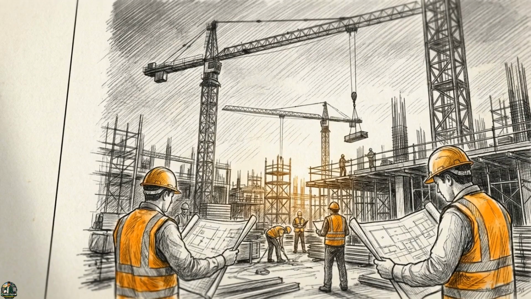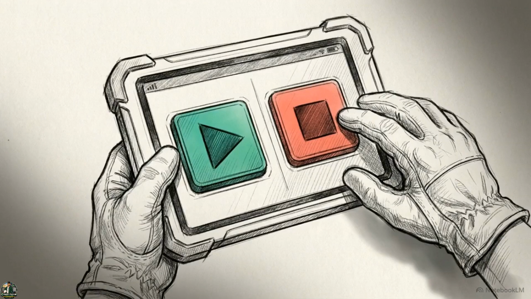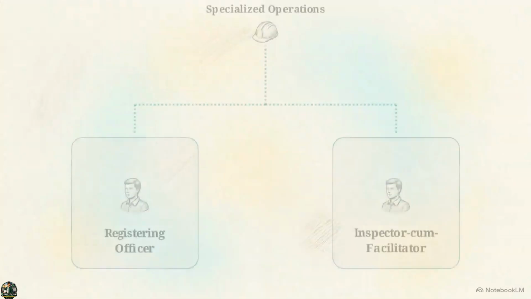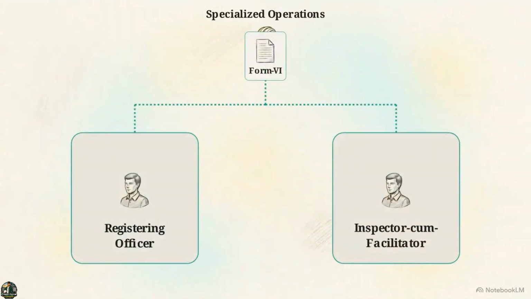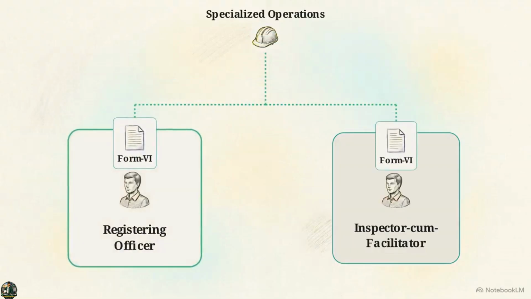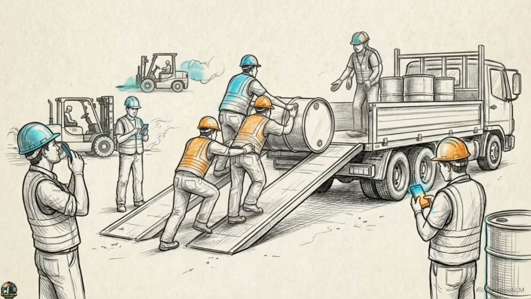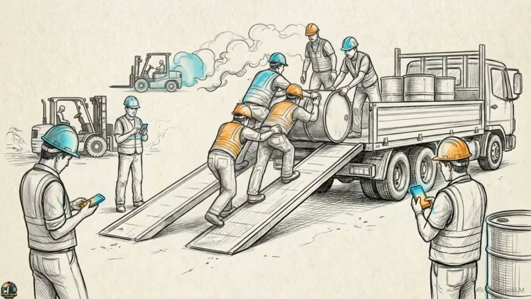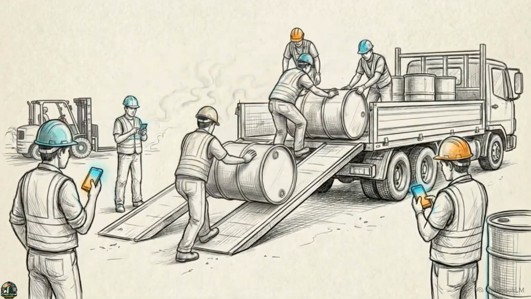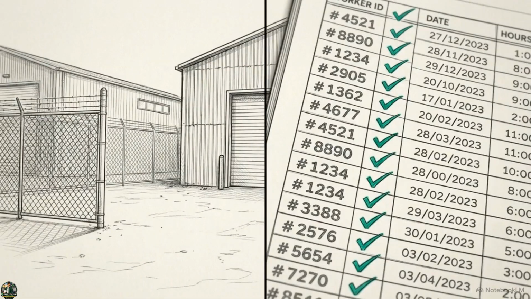Phase 3 applies to specialized sectors, specifically establishments involved in contract labor or building and construction work. These employers must submit Form 6 within 30 days of both starting and finishing these specific operations. This sector requires expanded reporting. The Form 6 notice must be submitted simultaneously to the registering officer and the regional inspector-cum-facilitator. Ceasing these operations requires the employer to certify that all worker dues are paid and that the premises are free from hazardous chemicals and substances. High-risk environments demand this level of dual reporting to ensure physical safety and financial compliance are tracked by multiple authorities.